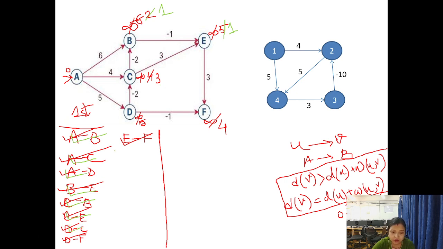Next is D to F. The distance of F is 4 and the distance of D is 5. So 5 plus minus 1 is 4 only. So these are the same. So no updation required. Next is E to F. The distance of F is 4 and if we consider E as U, then the distance of U, that is 1 plus 3, is 4 only, so no change. Okay, so we are done with the second iteration.